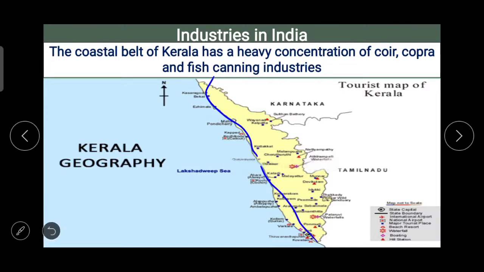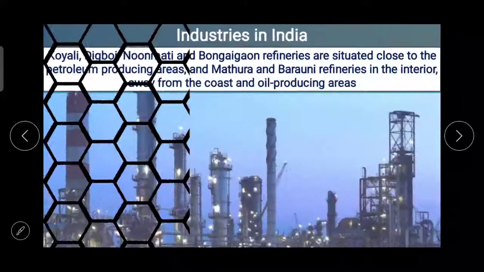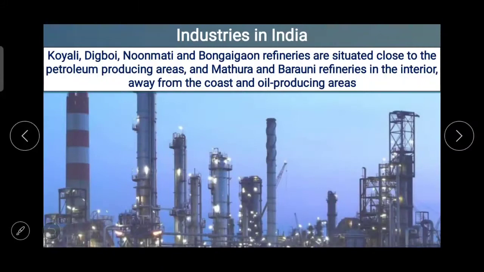This one you can see, Kerala geography. Now the next thing, Koyali, Digboi, Nunmati and Bongaigaon refineries are situated close to the petroleum producing areas, and Mathura and Barauni refineries in the interior away from the coast and oil producing areas.